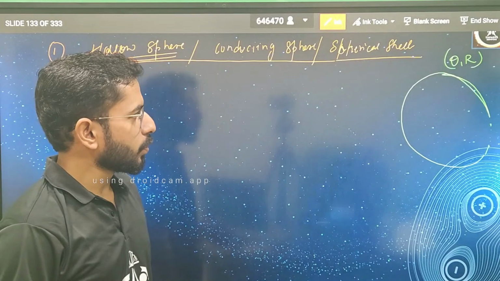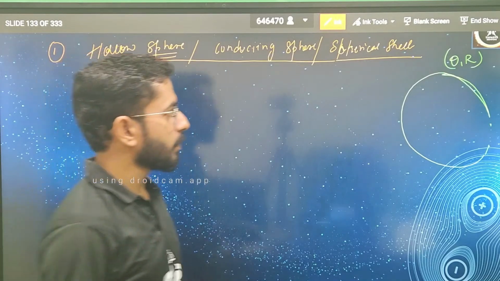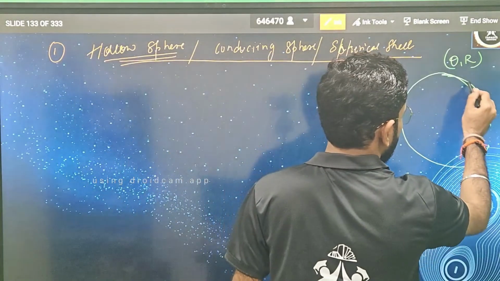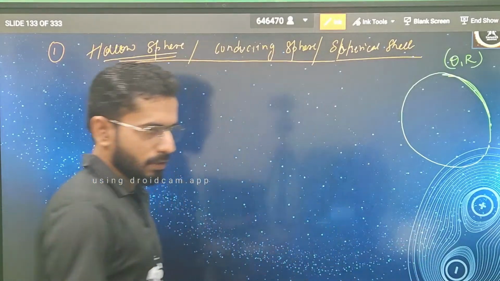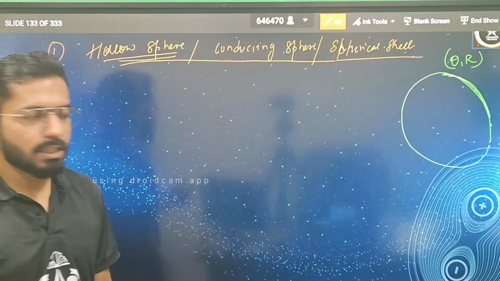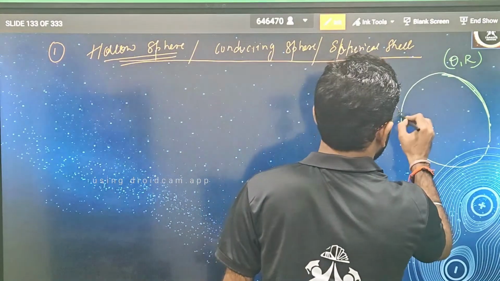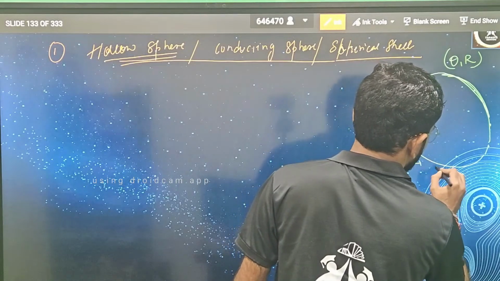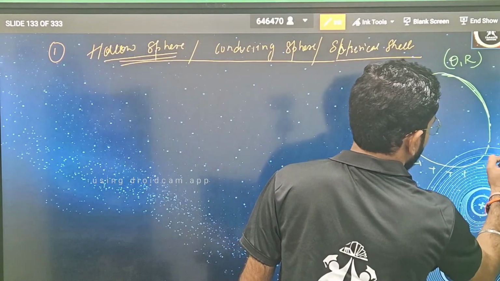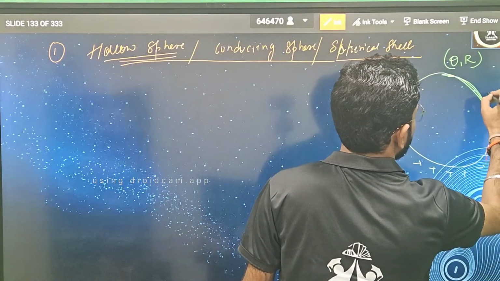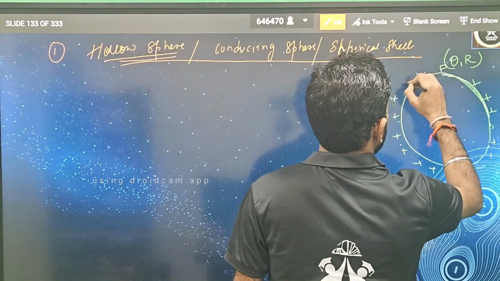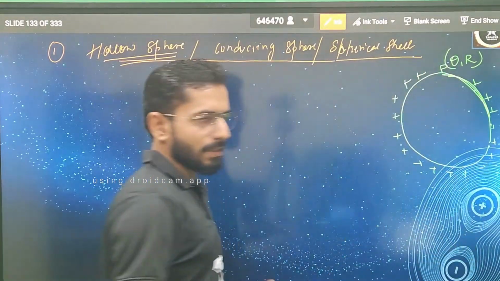And now what you have to do? You have to calculate electric field at different points. But how is the charge distributed? When I am talking about a hollow sphere, shell or conducting sphere, charges are present only on the surface. That is what you have to understand. Conducting body means the charges are present on the surface like this. That means inside there is no charge.